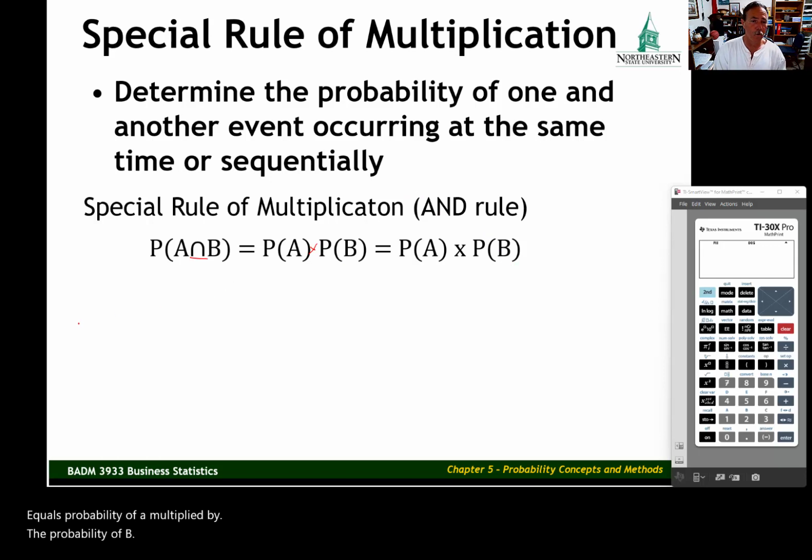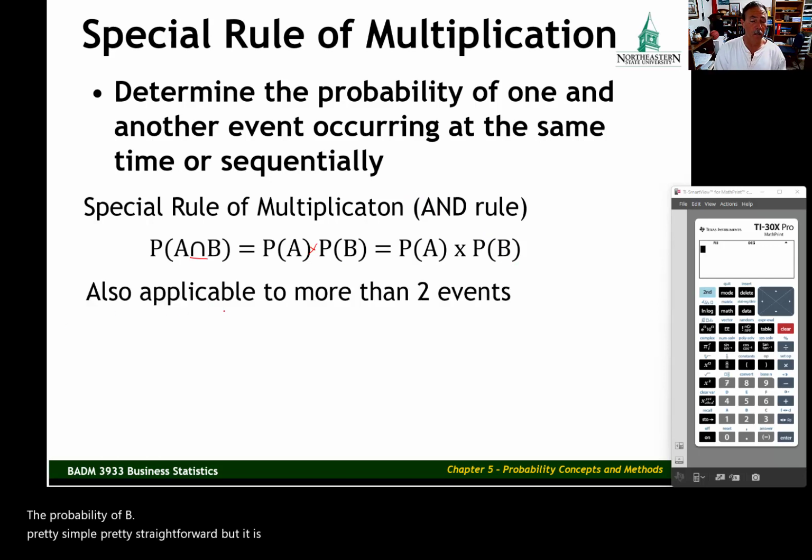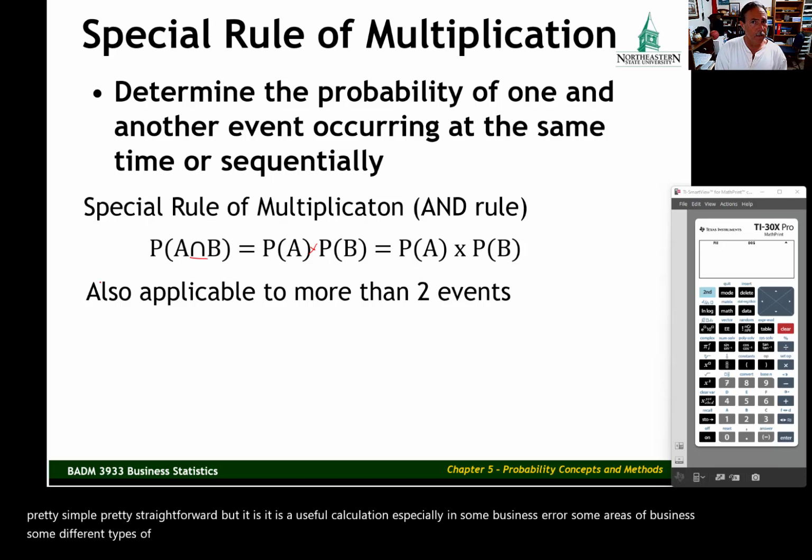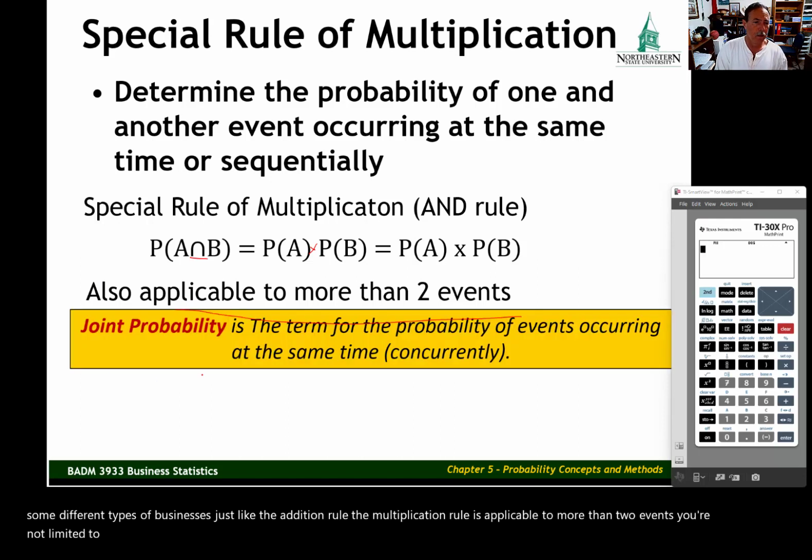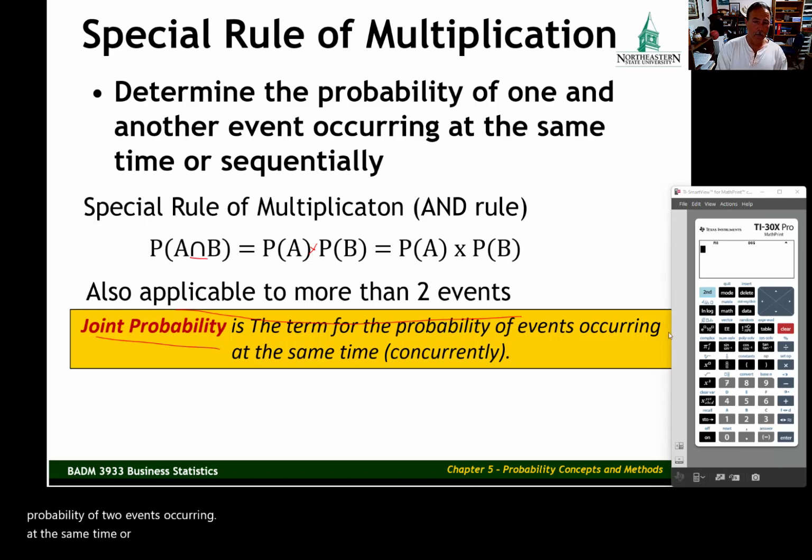Pretty simple, pretty straightforward. But it is a useful calculation, especially in some areas of business, some different types of businesses. Just like the addition rule, the multiplication rule is applicable to more than two events. You're not limited to just two events. We've already talked about the concept of joint probability. Mention it again. This is the probability of two events occurring at the same time or sequentially. Another word for this is concurrence, or the events occur concurrently.